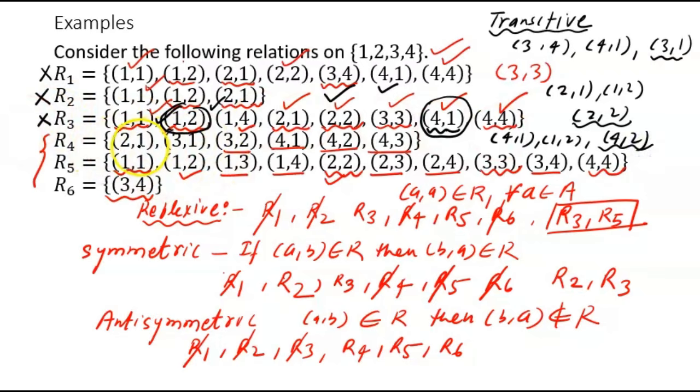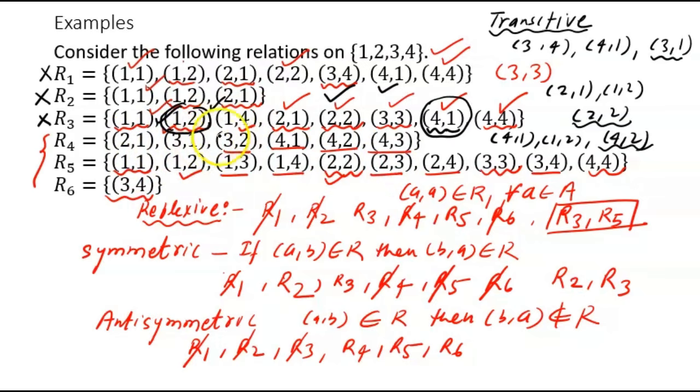What about R4? R4 you can verify is transitive, right? So why is it transitive? Because you take any two pair, like if you take 2 comma 1, then there is no element which takes 1 to the next element. So there is no problem here.